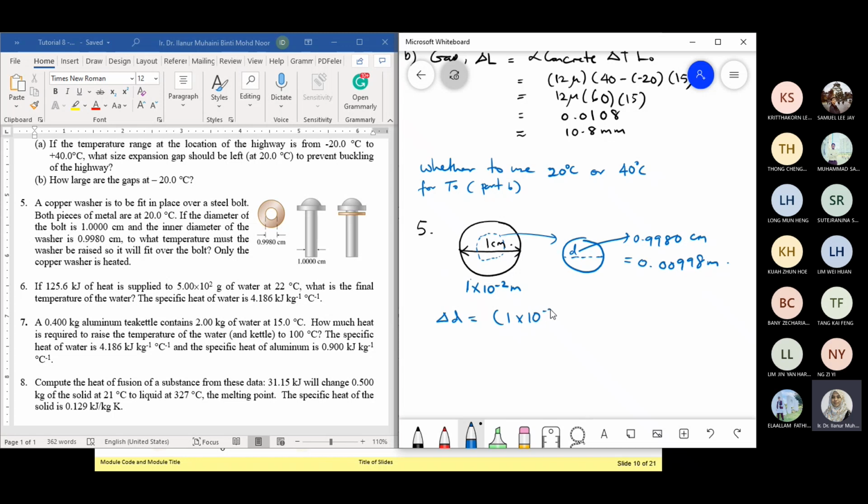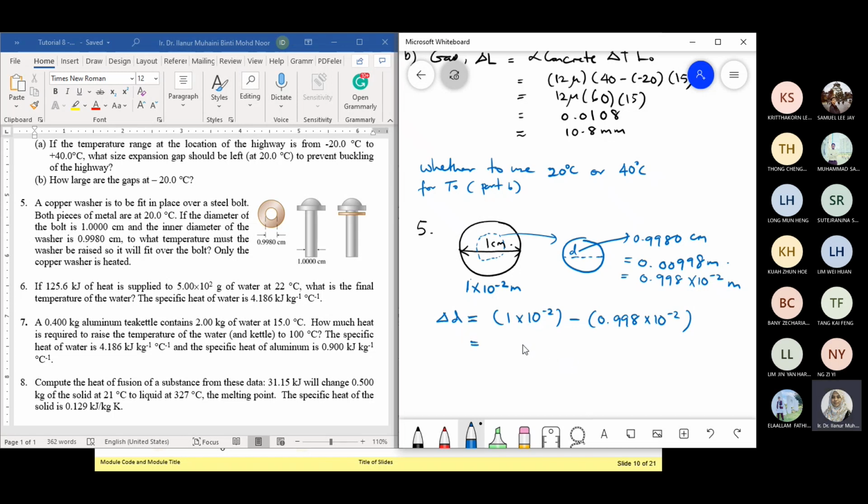One times 10 minus 0.00... 0.998 times 10 negative 2 meter. Put here. Okay, so that is the changes of L or changes of D. Since they are talking about diameter, you put also here indication D.